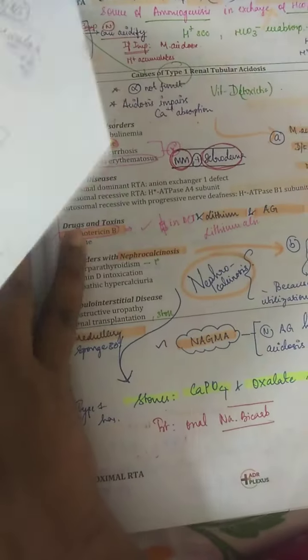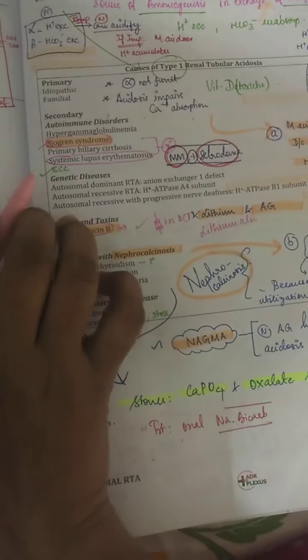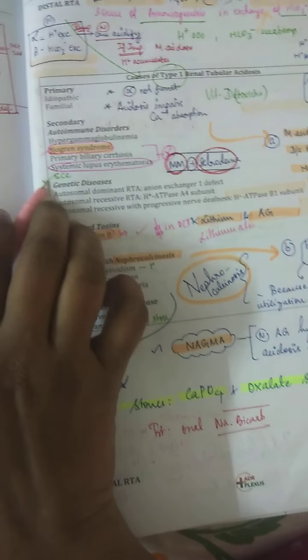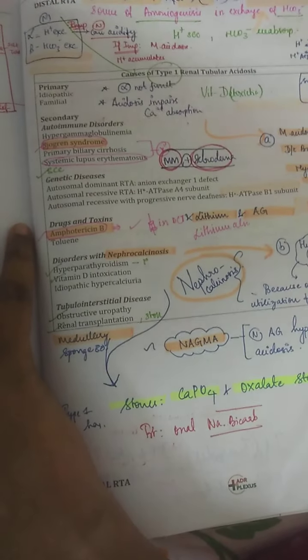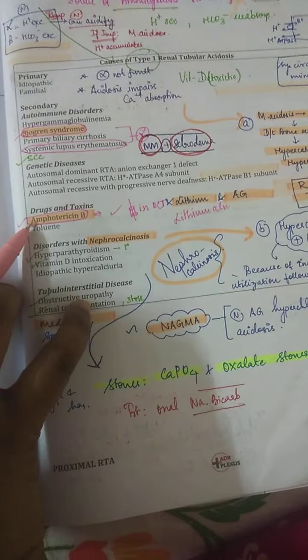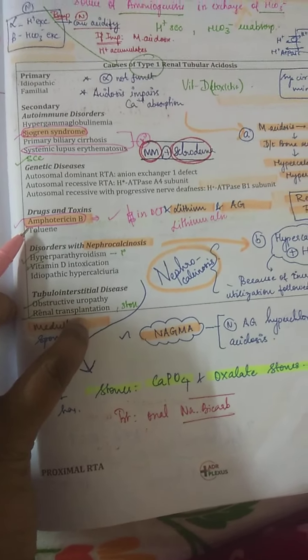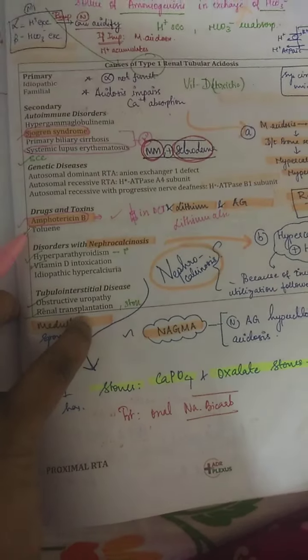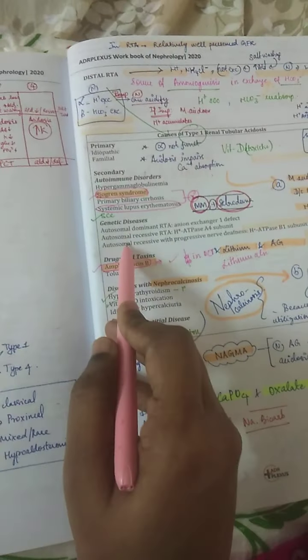If you go back to the history, the patient may also have a history of multiple myeloma, scleroderma, Sjogren's, primary biliary cirrhosis, SLE, hypergammaglobulinemia. Everything is present, and drugs like amphotericin B toxicity can also cause primary renal tubular acidosis. Okay. Now the last one is secondary renal tubular acidosis. That was type 1 renal tubular acidosis.